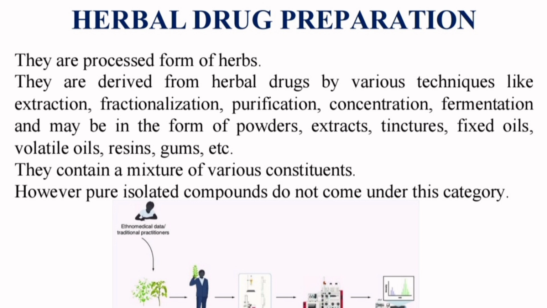These are the processes, that is extraction, fractionalization, purification, concentration, fermentation. These are the processes through which we are going to extract that drug from the plant. They contain a mixture of various constituents. However, pure isolated compounds do not come under this category. They have a lot of constituents, but pure isolated compounds do not come under this category.